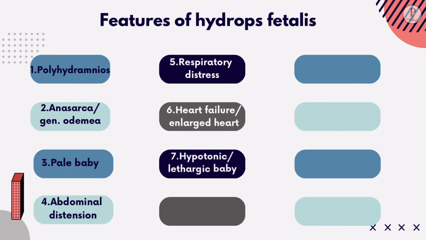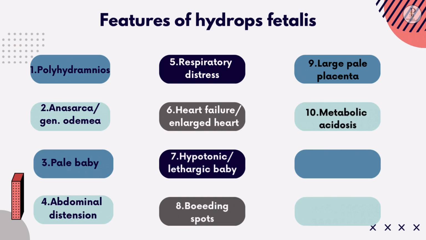hypotonic or lethargic baby, bleeding spots over skin owing to decreased platelets and deranged coagulation factors, large or pale edematous placenta, metabolic acidosis, birth asphyxia in baby, and in most severe cases, macerated fetus, stillborn, and newborn death.